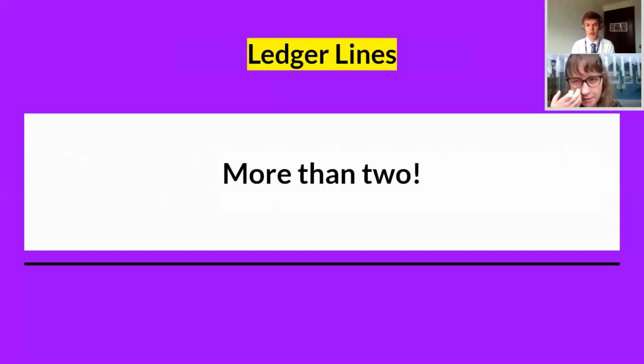So next thing we're going to talk about, ledger lines. Quite simply here, you need to be familiar with working with more than 2 ledger lines. Ledger lines are quite easy. It's just a mini extension of the stave, because we've got 5 stave lines, obviously. But if we need to go above the stave or below the stave, we just extend it for the note or notes that we need to use. And so it's just familiarity with scores. But just make sure that you're happy with ledger lines up to at least 2.